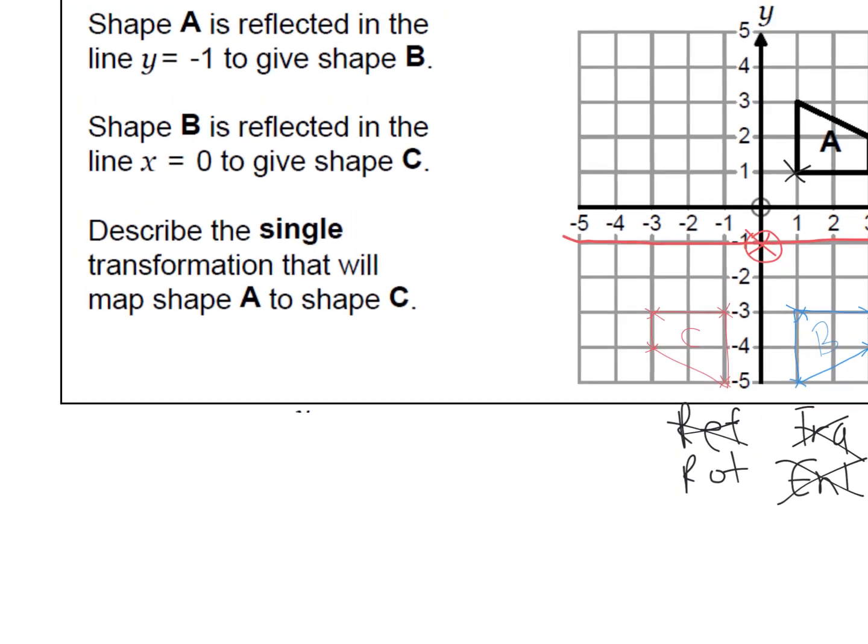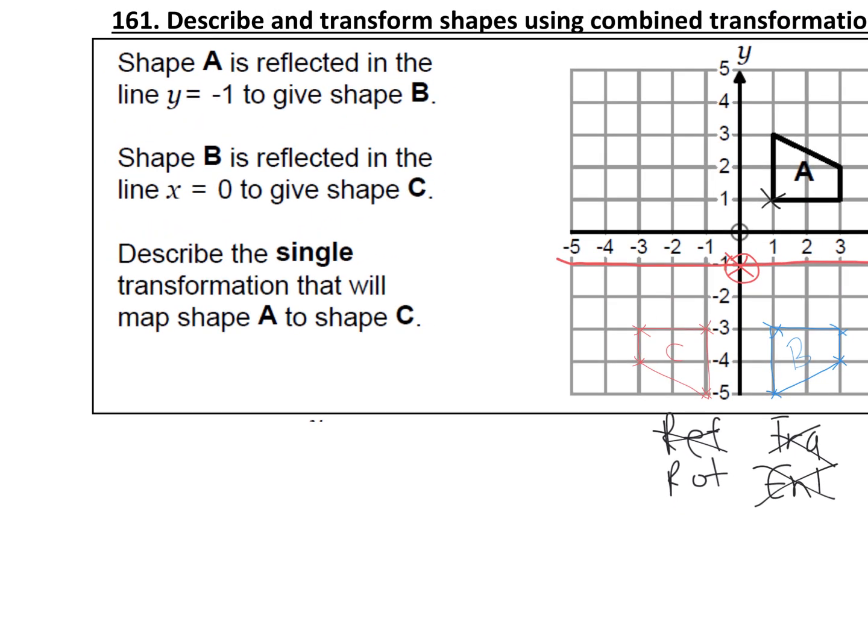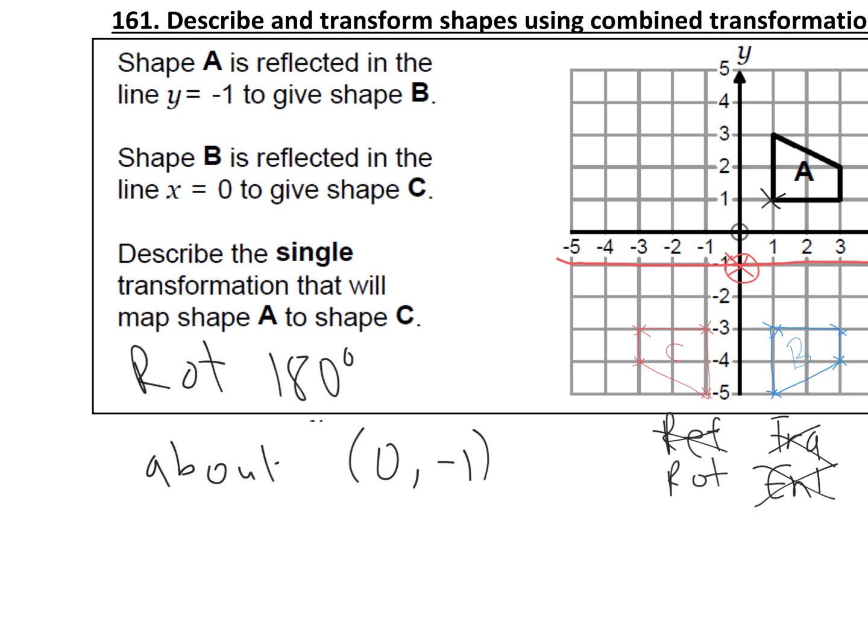So the answer though is a rotation. That would get you a mark. How much has it been rotated by? That's half a turn. It's 180 degrees, so we don't need to worry about clockwise or anti-clockwise, but we then need to say we're rotating it about, and that point is 0, -1.